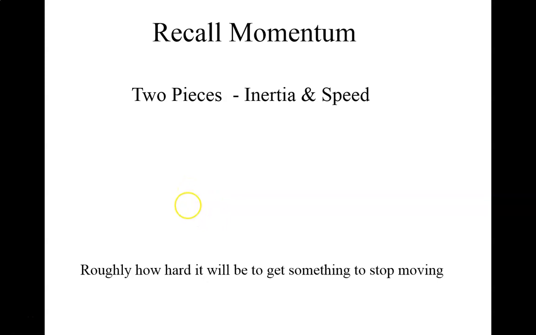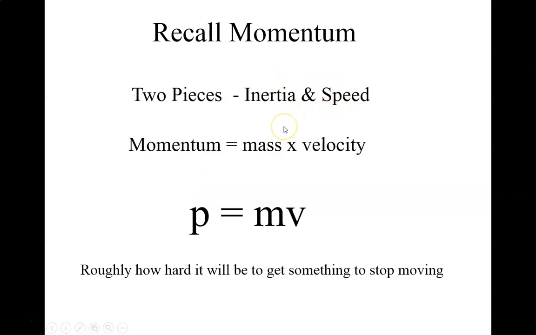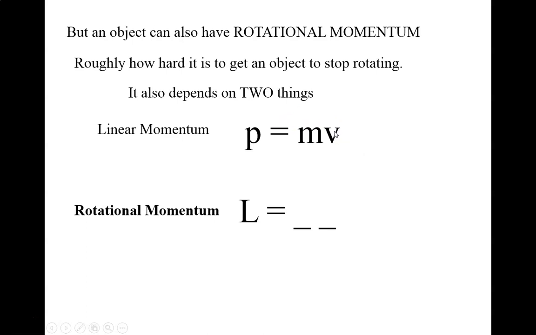So remember momentum. P equals what? Okay, P equals inertia times speed, so mass times velocity. P equals m times v. All right, so that's what we've dealt with before. Now we're going to do rotational momentum.